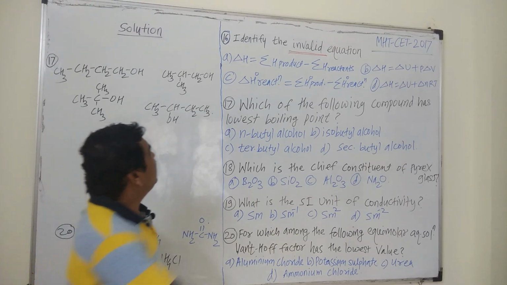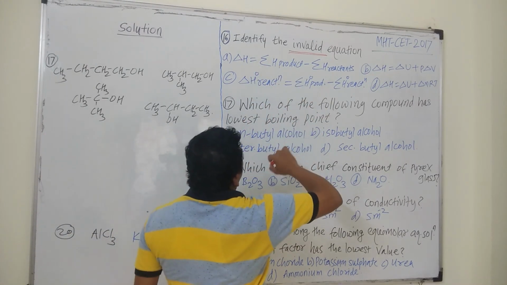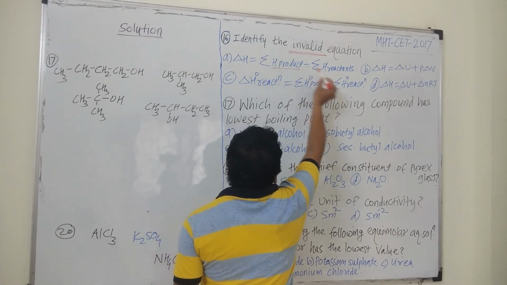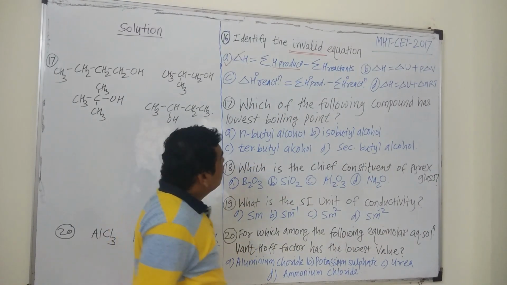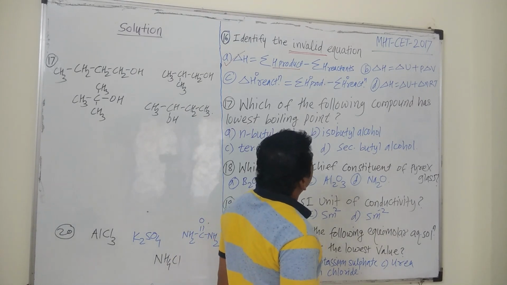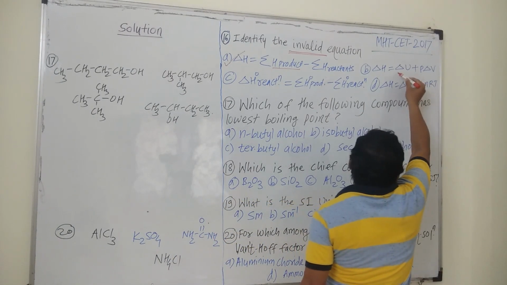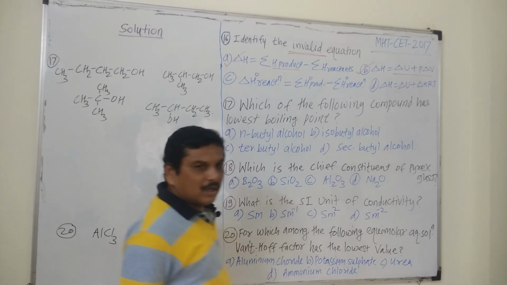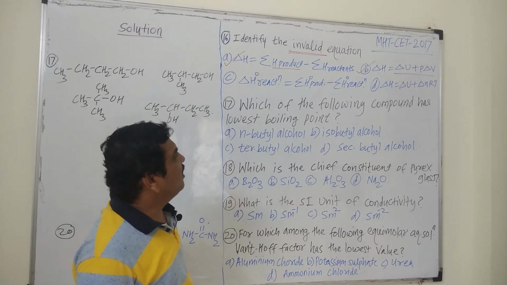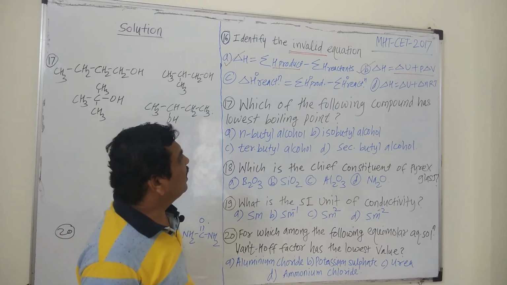First option is delta H is equal to summation of enthalpy of products minus enthalpy of reactants, and this equation is correct. And another equation, delta H is equal to delta U plus P delta V, and this equation is also correct. These are the formulas, hence we can identify which is correct or incorrect.